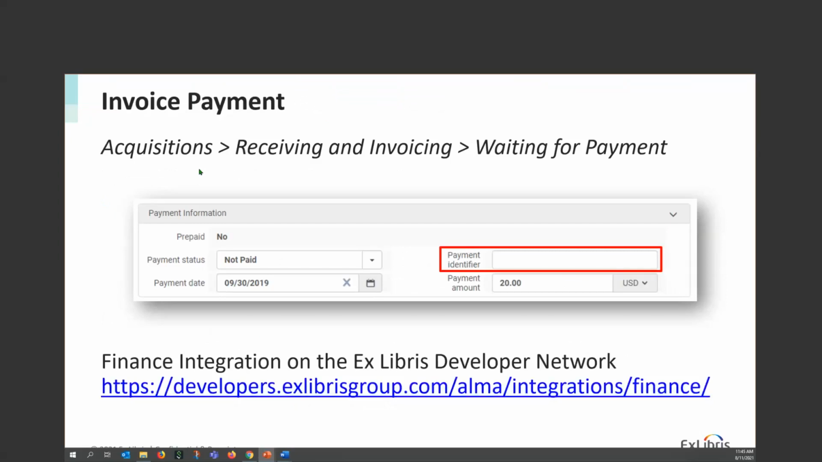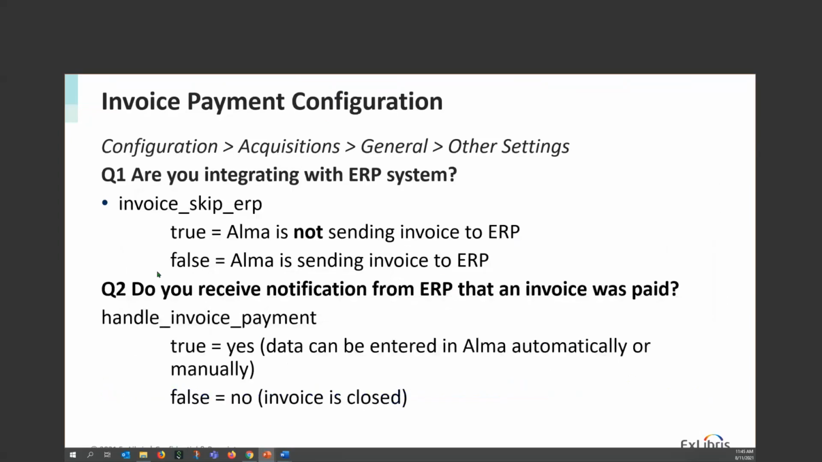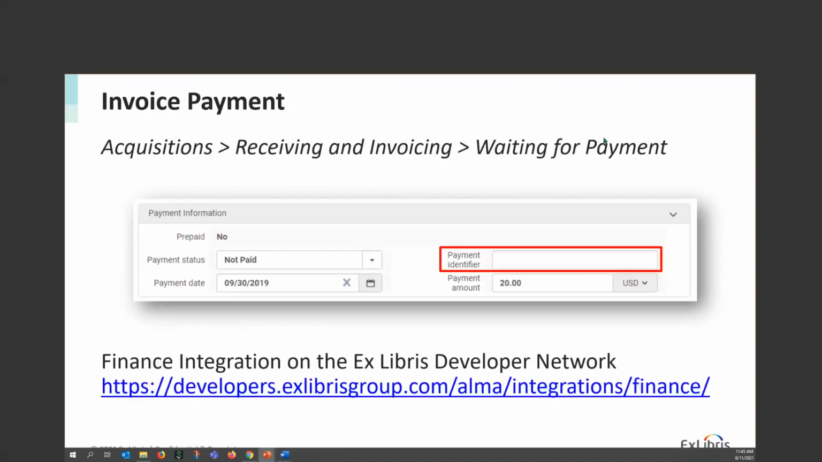If this handle invoice payment setting is set to false, the invoice is closed immediately. If you do have that handle invoice payment set to true, the status goes under acquisitions, receiving and invoicing, waiting for payment. This is where the invoice sits, and it's waiting for data in this field. This is taking you back to the developer network, to the link to finance integrations between Alma and the ERP system.